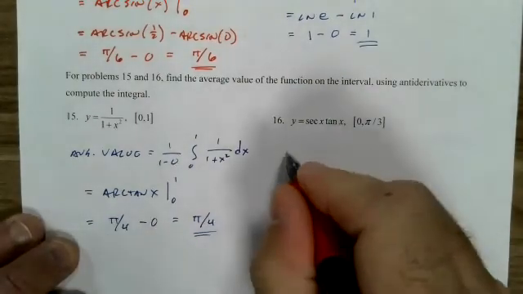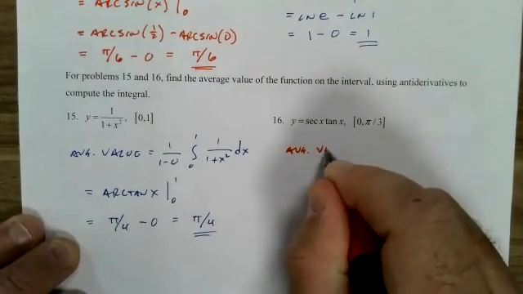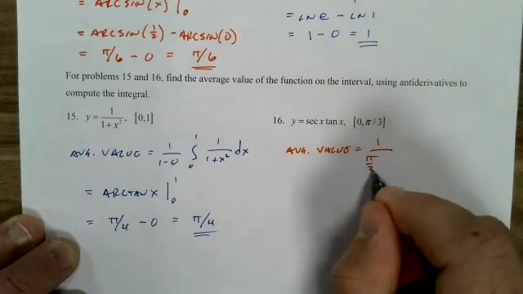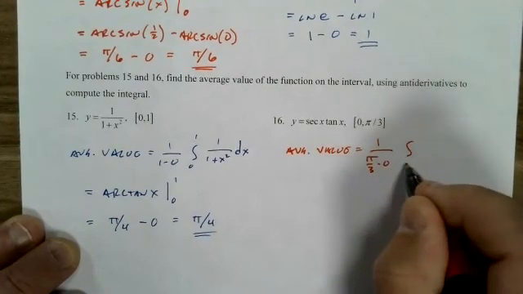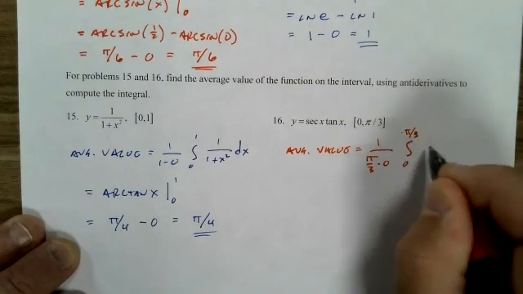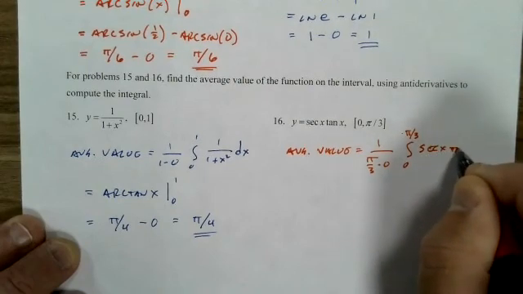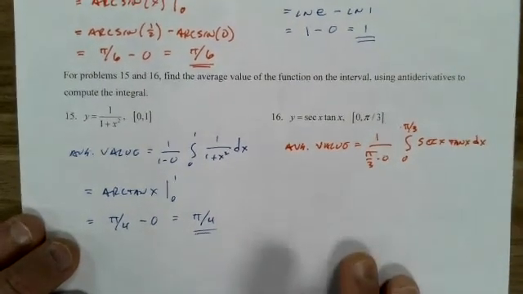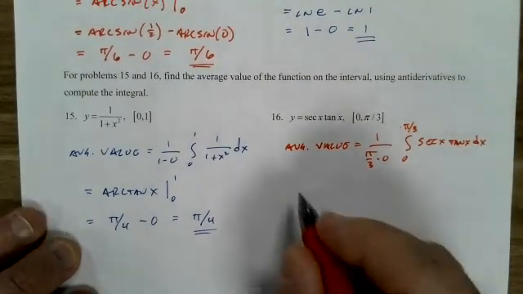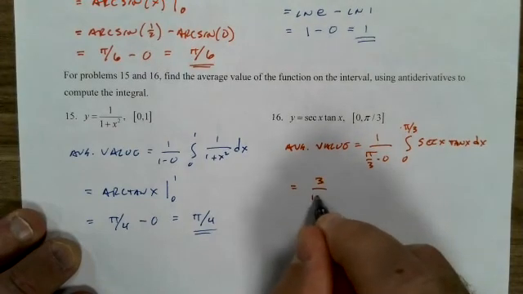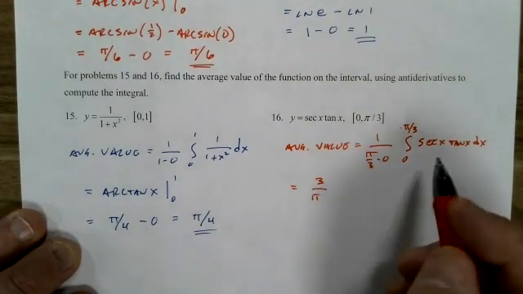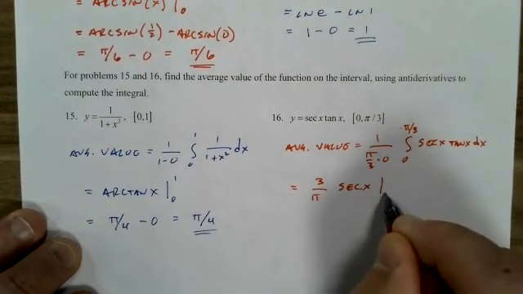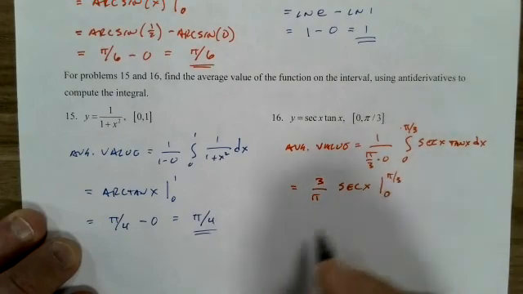Secant x tangent x, average value equals 1 over pi over 3 minus 0, integral 0 to pi over 3, secant x tangent x dx. By the way, if you're wondering, yes, it hurts me to write that small. Equals 3 over pi, and I know this one. Isn't that just secant, or secant of secant tangent? Nice. Secant of x, 0 to pi over 3.